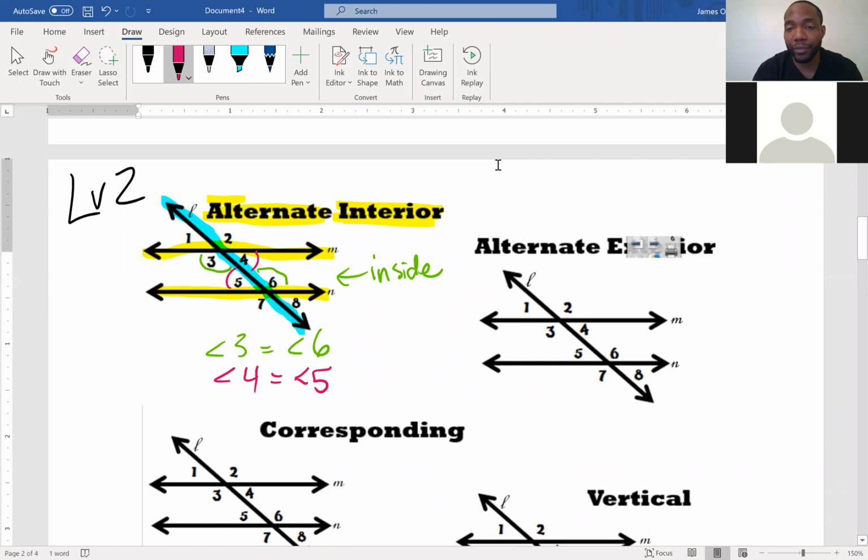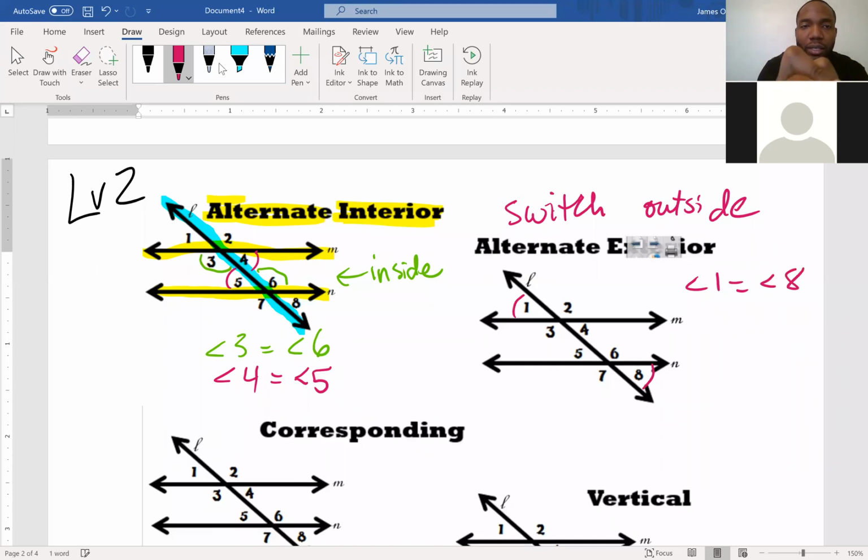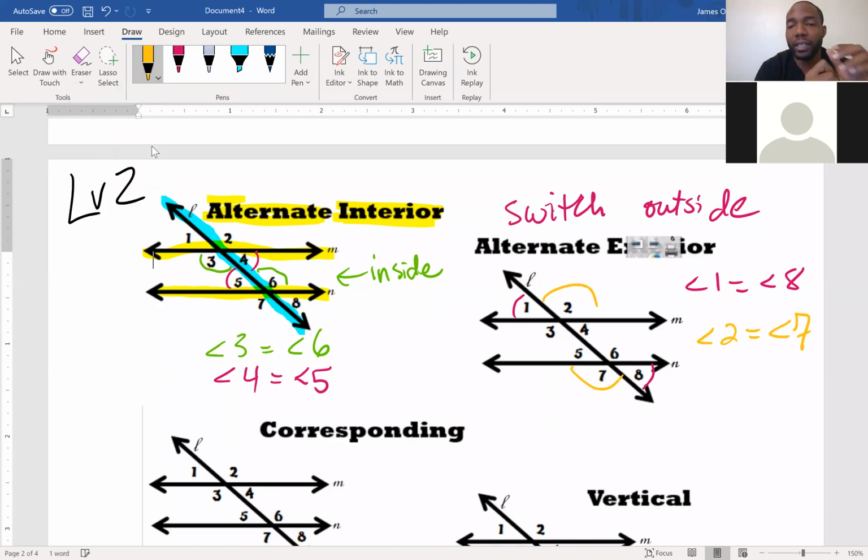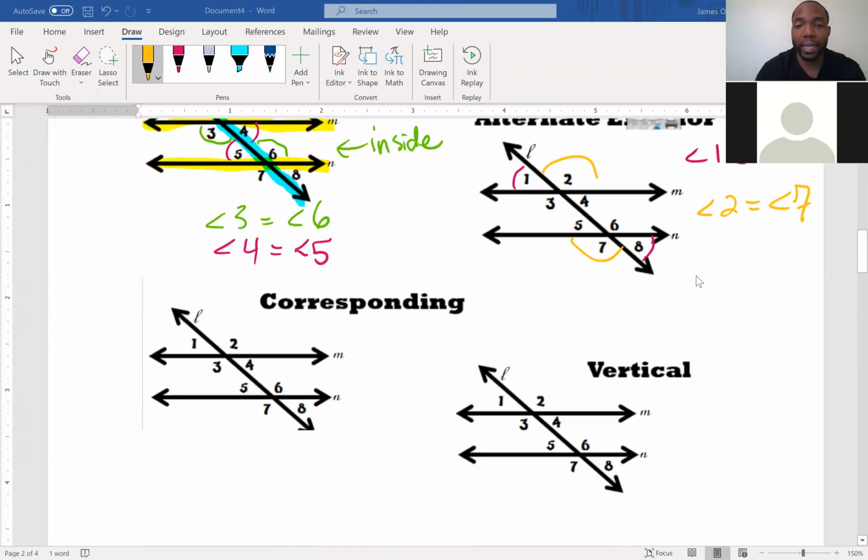So with that same thinking, alternate exterior means to switch outside. So 1 and 8 are alternate exterior, and 2 and 7 are alternate exterior because they switch on the outside. Switch on the outside, switch inside, switch outside. Now, 2 and 7 are a level one relationship. They're obtuse. 1 and 8 are a level two relationship. They're acute, but level two calls them alternate exterior.